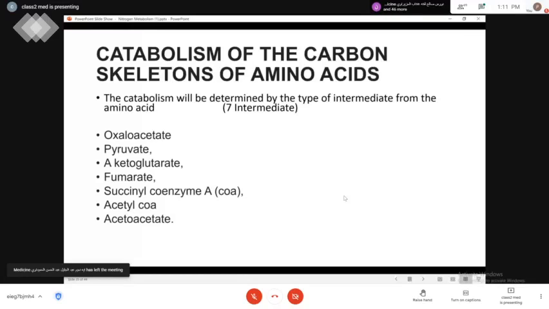وشنو راح تعطينا 7 intermediate هي بالكاتابوليزم مال كربون سكيلتونز، هي اما تتحول الى اوكزالو اسيتيت، تتحول الى بايروفيت، الفا كيتوجلوتاريت، fumarate, succinyl coenzyme A, acetyl coenzyme A, and acetoacetate.